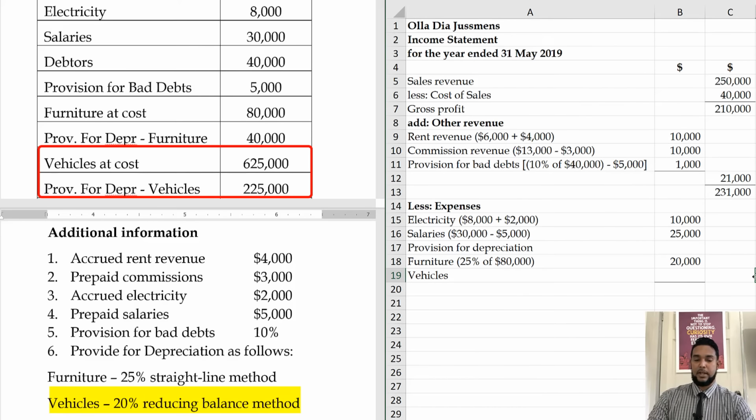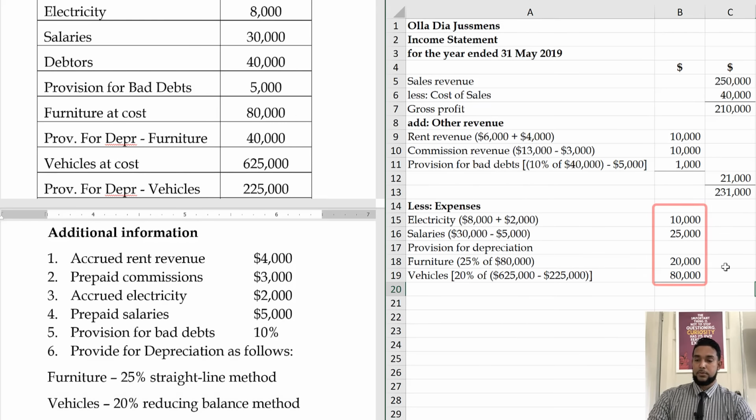So that's going to look like this: 20%, the rate, multiplied by 625 minus 225. 625 minus 225 is 400. 20% is a fifth. A fifth of 400 is 80,000. So those are all of the expenses, totaling 135, and 135 from 231 will give us a net income of 96, I believe.